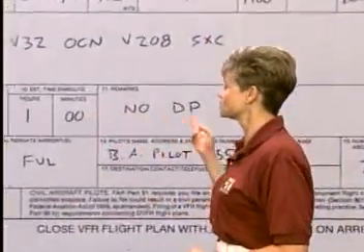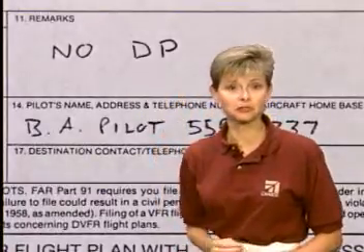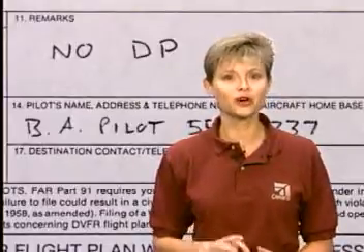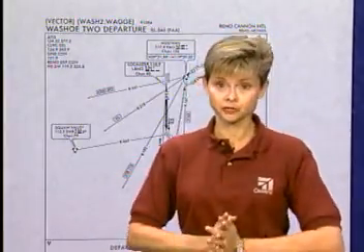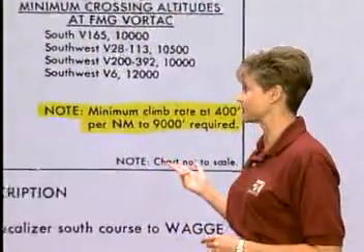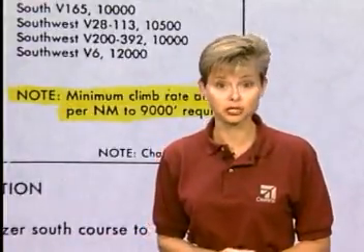Now, departure procedures can be assigned by the controller even if you didn't file one in your flight plan. So if you don't want to use a published departure procedure, just put the remark "No DP" in the remarks section of your flight plan. That tells the controller to not assign you one because you don't want to fly it. Now, why would you not want to fly a published departure procedure? Well, just like in our WashU 2 departure, it may require climb rates that your airplane cannot meet. Or maybe you just don't have a copy of the departure procedure in your possession.